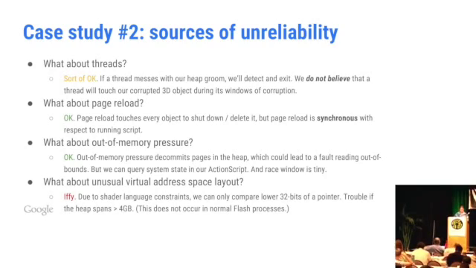But we're still giving ourselves a green grade here because there are rich APIs in Flash to query system state, including how much memory is free. So you can tell if you're in a tight spot or not and act accordingly. Finally, what about unusual virtual address space layout? And this is the problem that caused Natalie some trouble with her floats.